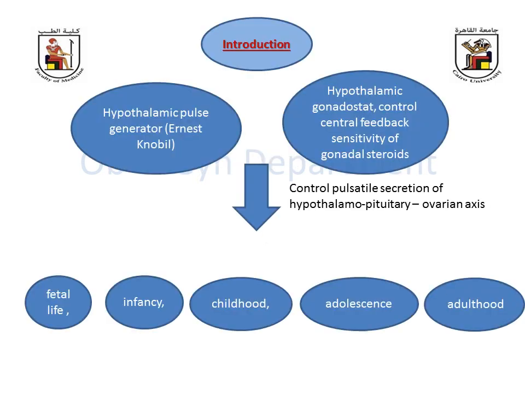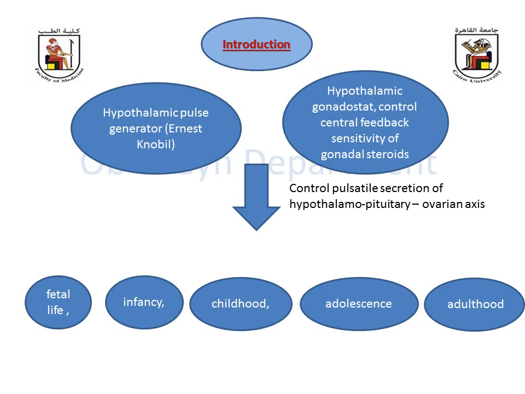Just to understand how the pathophysiology of these pubertal changes occurs, there is a hypothalamic pulse generator that was discovered by the scientist Ernest Knobil. The hypothalamic pulse generator is responsible for controlling the production of gonadotropin-releasing hormone from the hypothalamus, controlling both the mode of production and the amount.